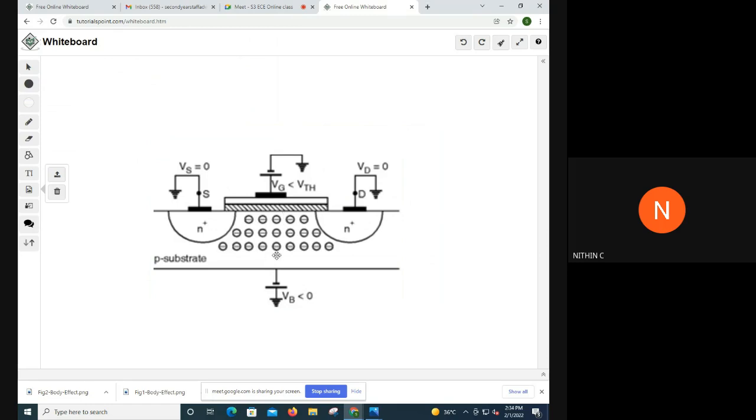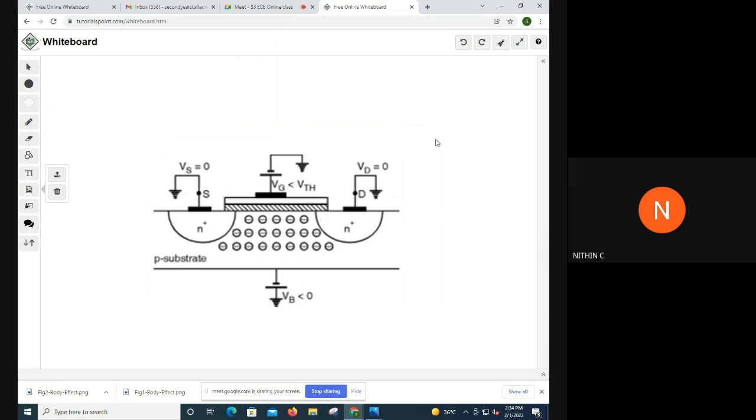In this case, what happened is that we have a VB value that is less than 0. That is, we are applying a much more negative potential to the P-type semiconductor. So, holes will be attracted towards the negative terminal. As a result, we'll have immobile ions, which widens the depletion layer width. This depletion layer width will keep increasing.